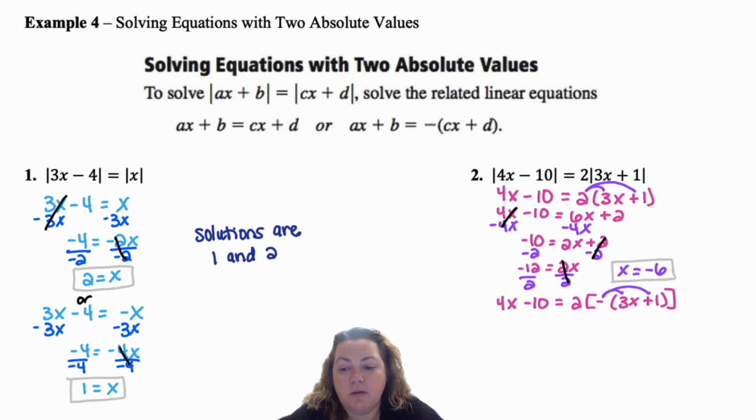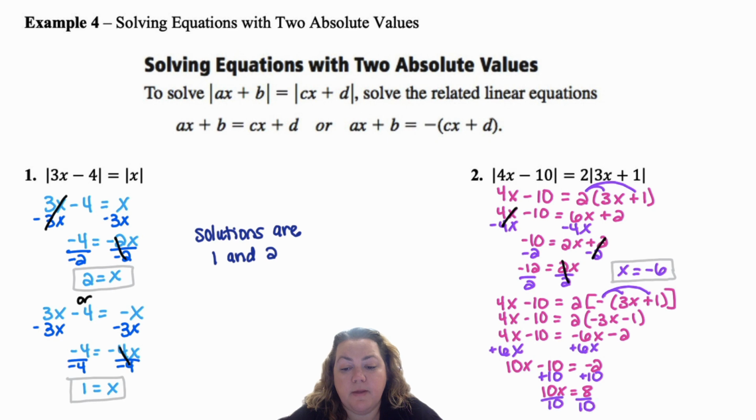On the other one, I'm going to first start by distributing the negative, and then I'm going to distribute the 2. I'm going to move the x terms to one side. I'm going to move the constants to one side. I'm going to get x by itself. I get x equals 4/5, and then I'm going to check my solutions.